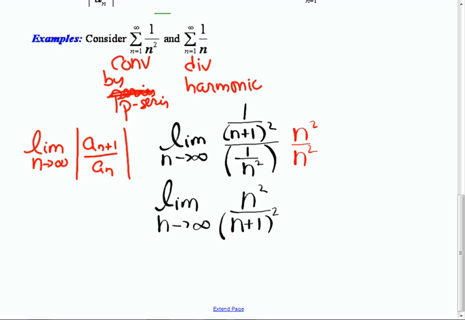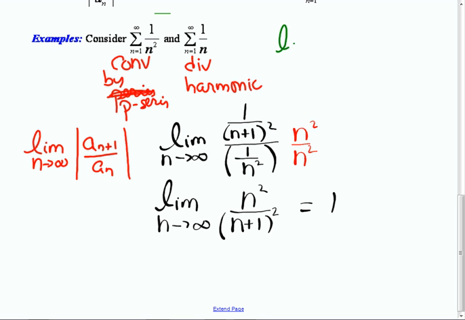You can multiply that out, but what is that limit? 1. So what does that tell me? Nothing. So it fails on the 1 over n squared. What do you think it's going to do with the 1 over n? You think it's going to fail? That one's actually a little easier.